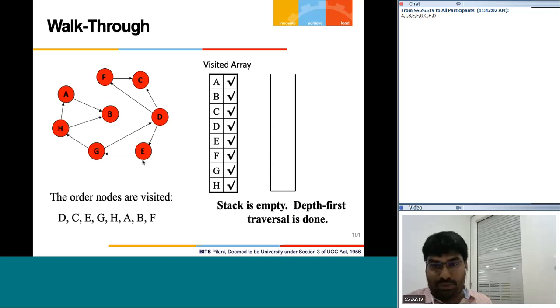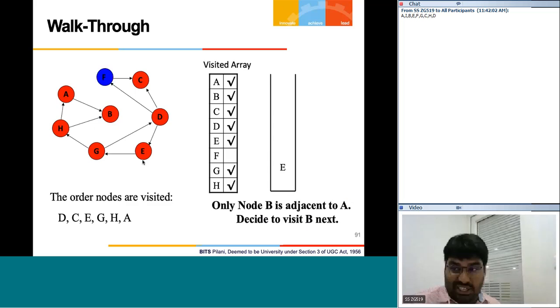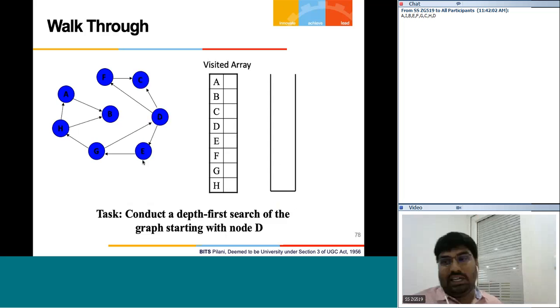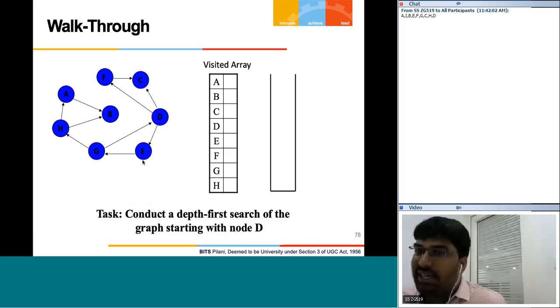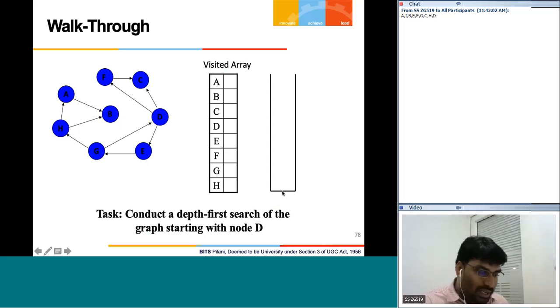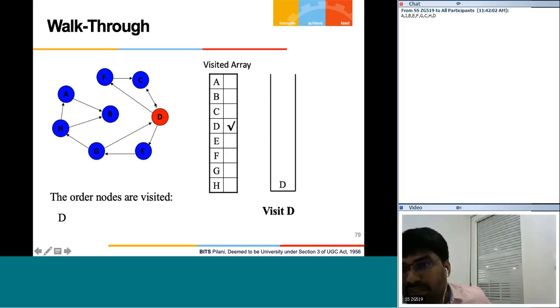Okay, I'll just go back to the initial diagram. For instance, let's work in a different way in the same example. If you have chosen D till here, now instead of C, can I choose F? Can I choose F or no? Instead of C, can I choose F?